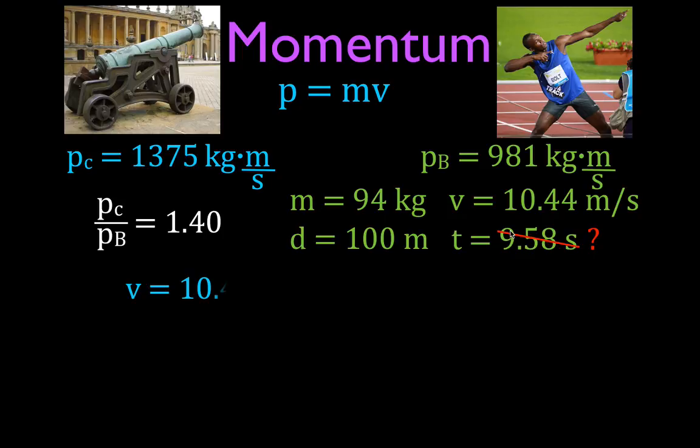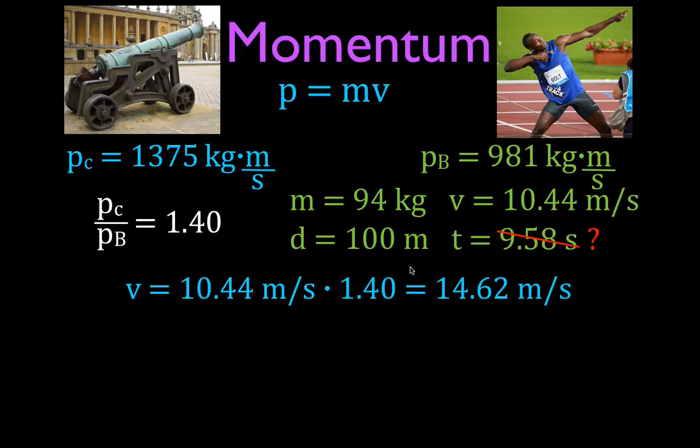So it's 40% more. So just going to take his mass, multiply it by this factor, and that means he would have to run not 10.44 meters per second, but actually 14.62. So 14.62 times 94 will give us 1375. That's how fast he would have to run, and that would have to be his velocity.